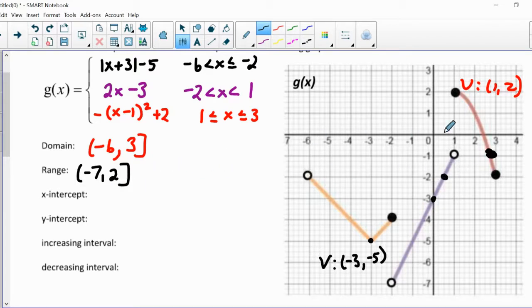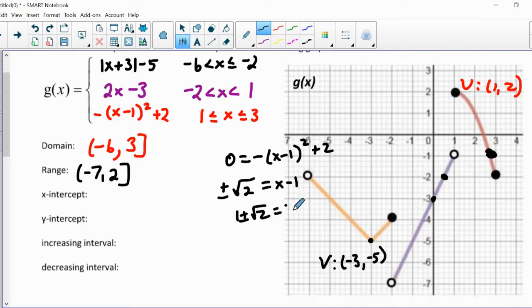There is an x-intercept at, well, I have to actually find this x-intercept. So I substitute 0 in for g of x. So 0 equals -(x minus 1) squared plus 2. So I subtract 2 and divide by -1 and take a square root. I get square root of 2 equals x minus 1, so plus or minus. So I would get 1 plus or minus the square root of 2 equals x. That would be how I solve this in algebra.